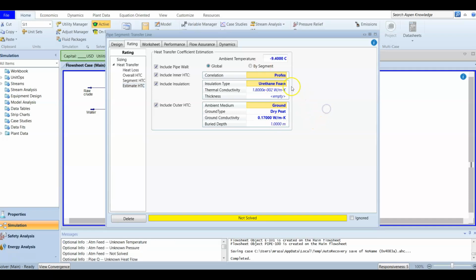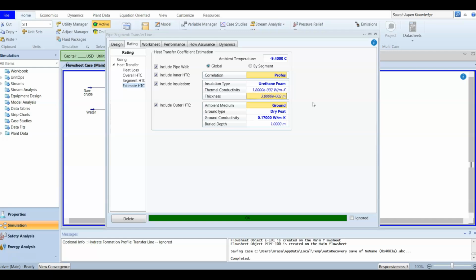And here, you are going to keep the type of insulation the same. But you need to add the thickness. Okay, so you have a thickness of insulation around the pipe equal to 3.8E-2 meters, which is almost equal to 1.5 inch.